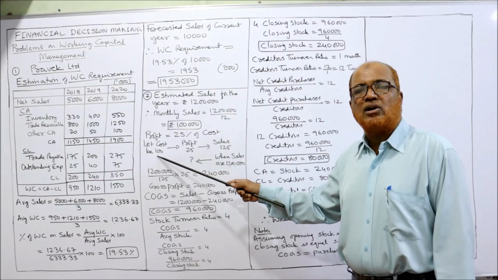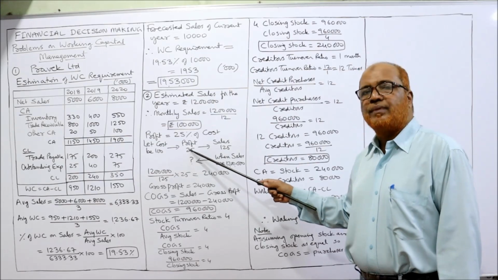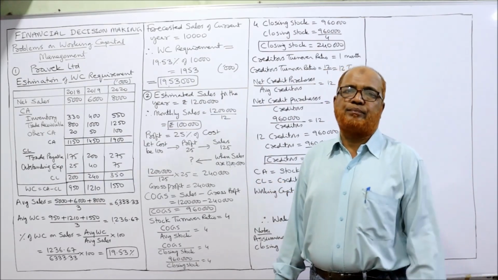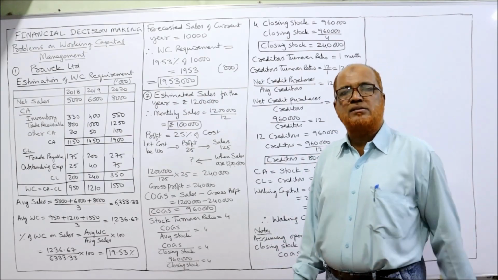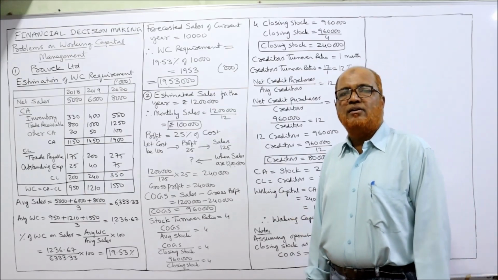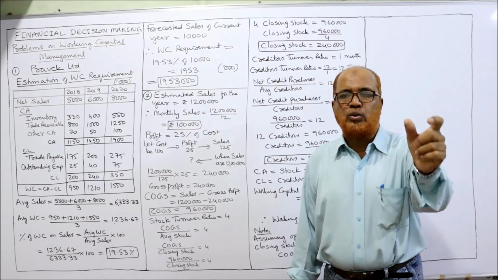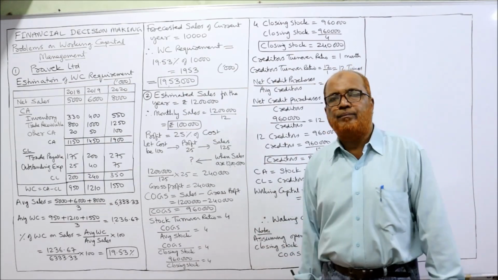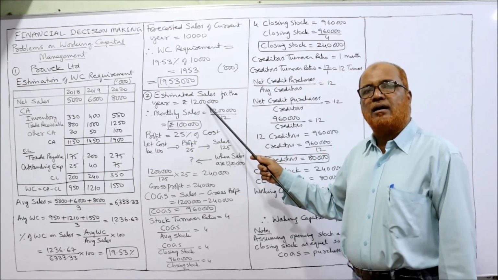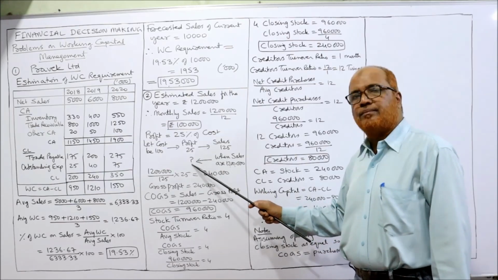So 25% of 100, you will get 25 rupees. The profit is 25. Sales are nothing but cost plus profit. Cost plus profit is equal to sales. So 100 plus 25, 125 is the sales. We make an equation: if the cost is 100, profit will be 25, sales will be 125. But what is our actual sales for the year? 12 lakh. When sales are 12 lakh, how much would be the profit?